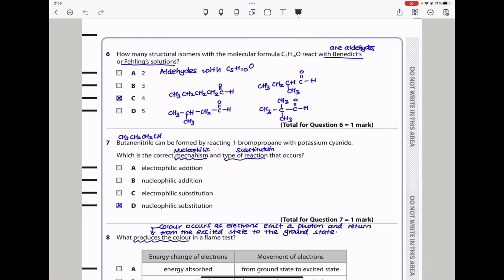Moving on. Question 6. How many structural isomers with a molecular formula react with Benedict's or Fehling's solution? This is going to be an aldehyde, so we have to find all the possible aldehydes with this structural formula. Remember, an aldehyde has a carbon-oxygen double bond and a hydrogen towards the end, so there is a possibility that it's going to be that. Or a CH3 could come to this carbon here, which is that, or it could be 2 CH3 stretched out on carbon 2, or it could be something in this manner. So I saw there were 4 possible structures, and C is my answer.